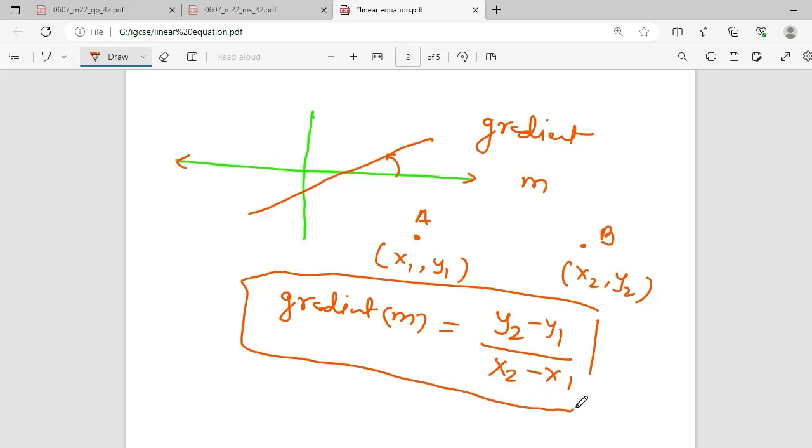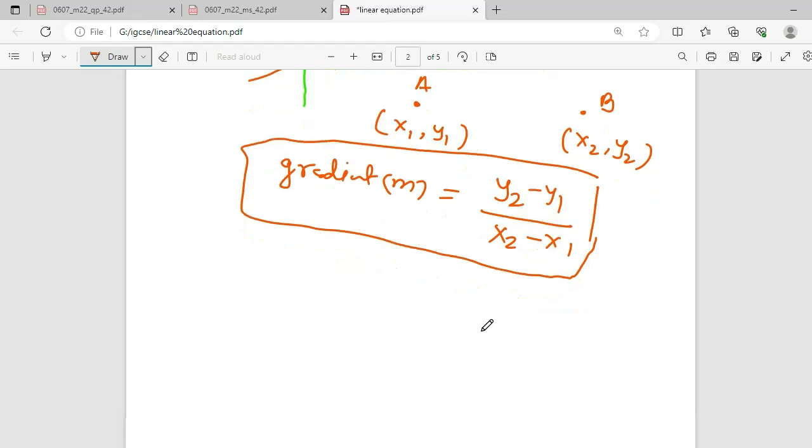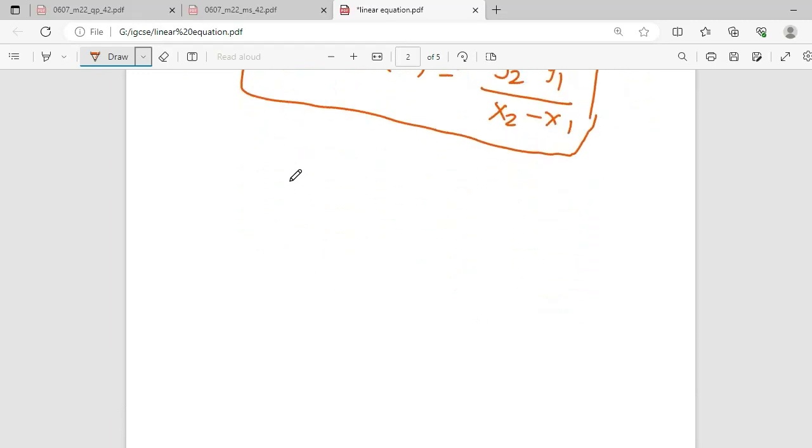If there are 2 points defined, then we can identify the gradient by using this formula: y2 minus y1 upon x2 minus x1. Okay, so gradient is this. Now suppose any line is given like 2x plus 3y is equal to 12. I'm just taking the previous example for which we already identified the x and y intercepts. Now suppose we have to identify the gradient.